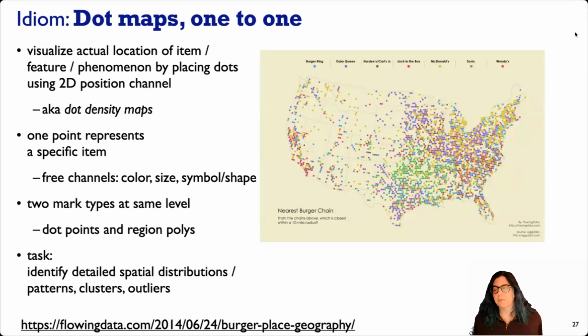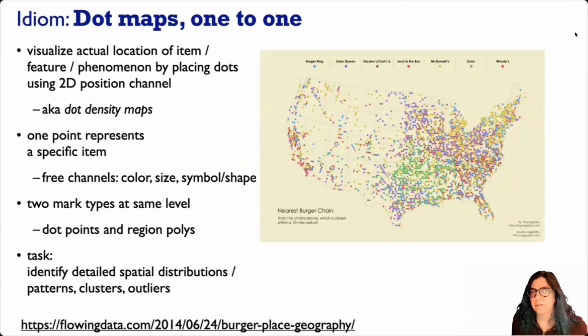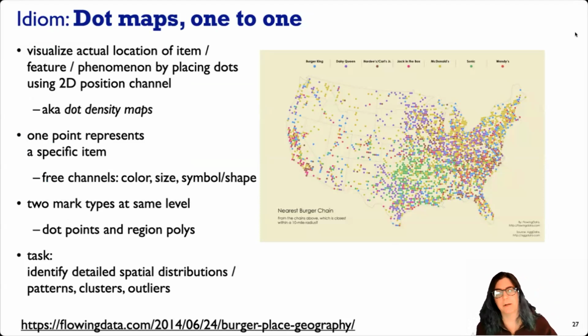All right, let's talk about our fourth family of approaches, and that is dot maps. So let's start with the obvious ones. I'm going to call these one-to-one dot maps. It's where there's a thing and it's got a position and you show that. So the actual location of an item or a feature or a phenomenon, something that can be localized down to a specific x, y, lat long coordinate. So you're going to position code them by that given spatial data.